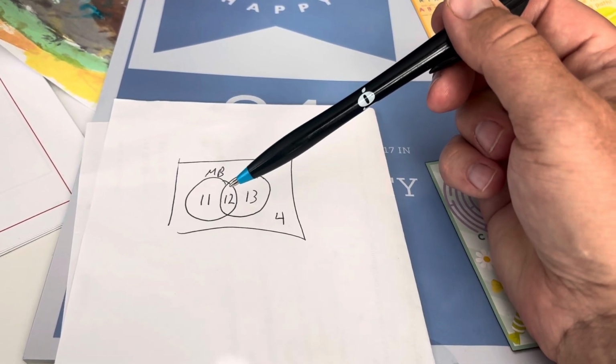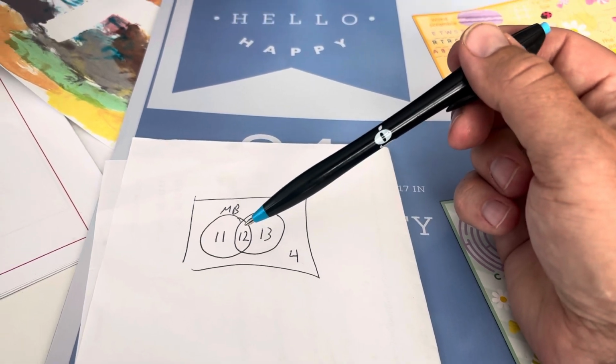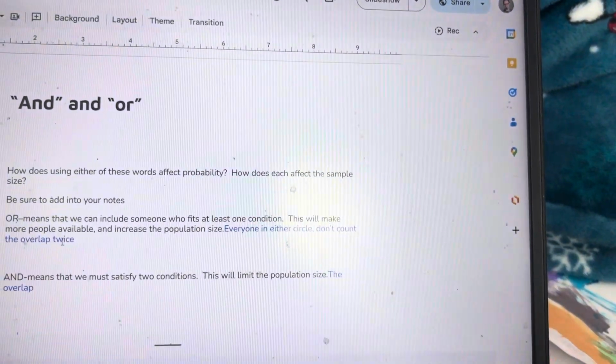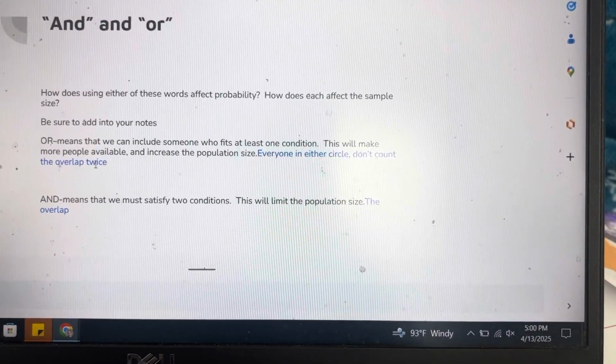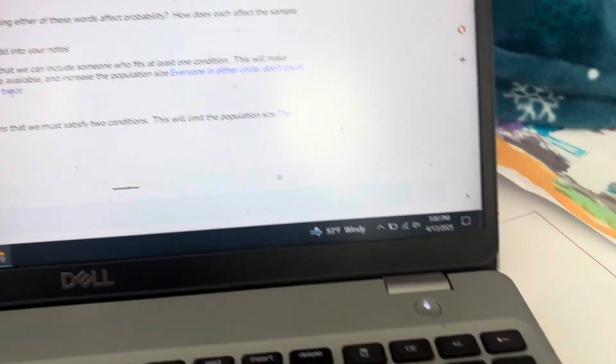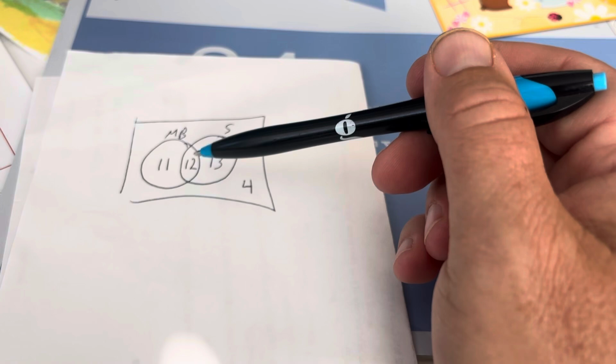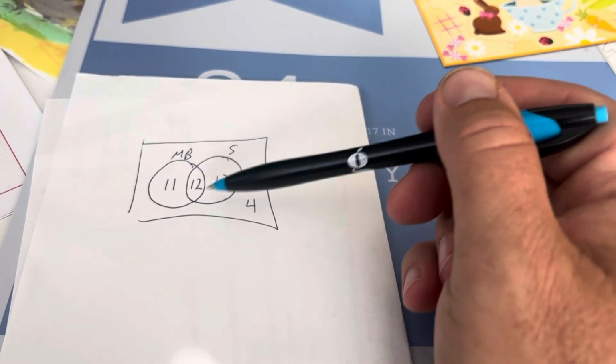And say, oh yeah, it's 23 and 25. That's totally awesome. When it's "and," that means we have to do both things. It's going to limit your population a lot. This is the overlap of that Venn diagram right there. How many people in marching band and Spanish?